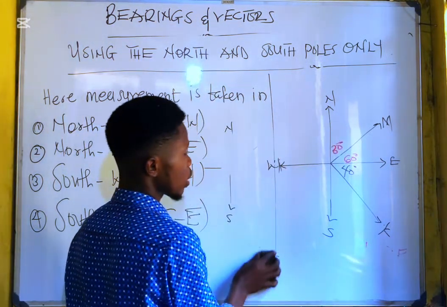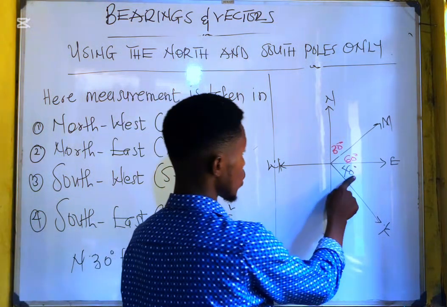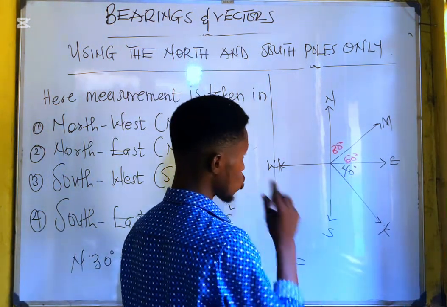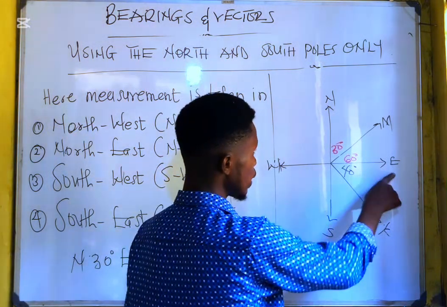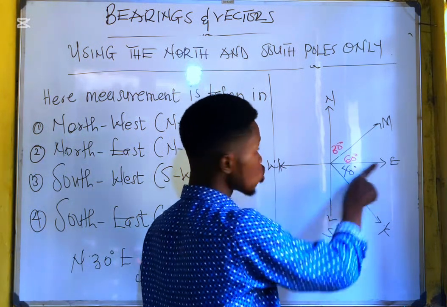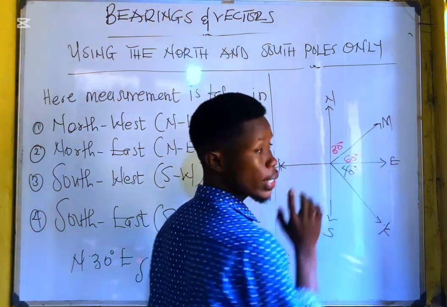The same thing applies down here. I don't want us to get to the example and become confused. I want the bearing of K from the center. This K is between south and east. It's not between north and east. It's between south and east, so we cannot use the north again. This time around, it's going to be south and east.